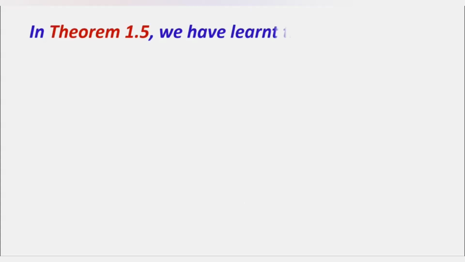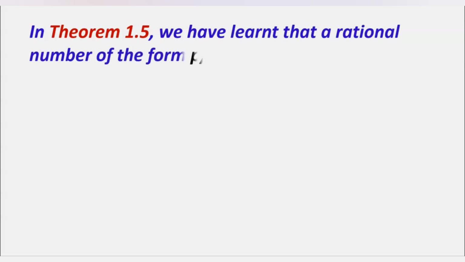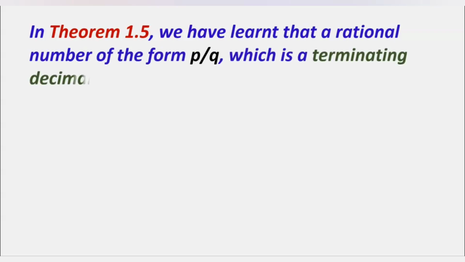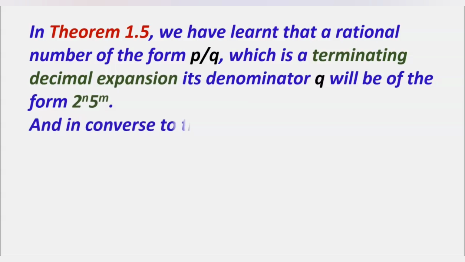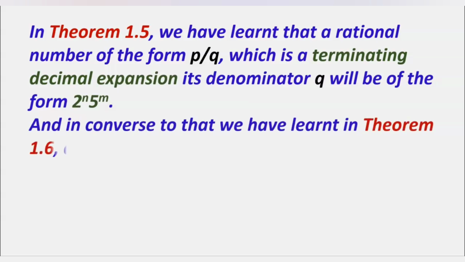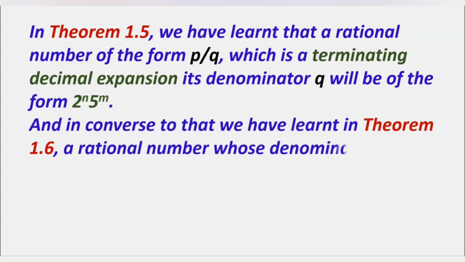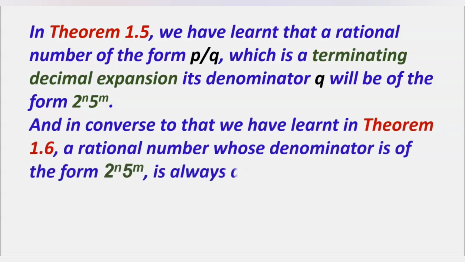Hello everyone. In continuation to our previous video, in Theorem 1.5, we have learned that if a rational number of the form p by q has a terminating decimal expansion, its denominator q will be of the form 2 power n into 5 power m. And in converse to that, we also learned in Theorem 1.6 that a rational number whose denominator is of the form 2 power n into 5 power m is always a terminating decimal, right?